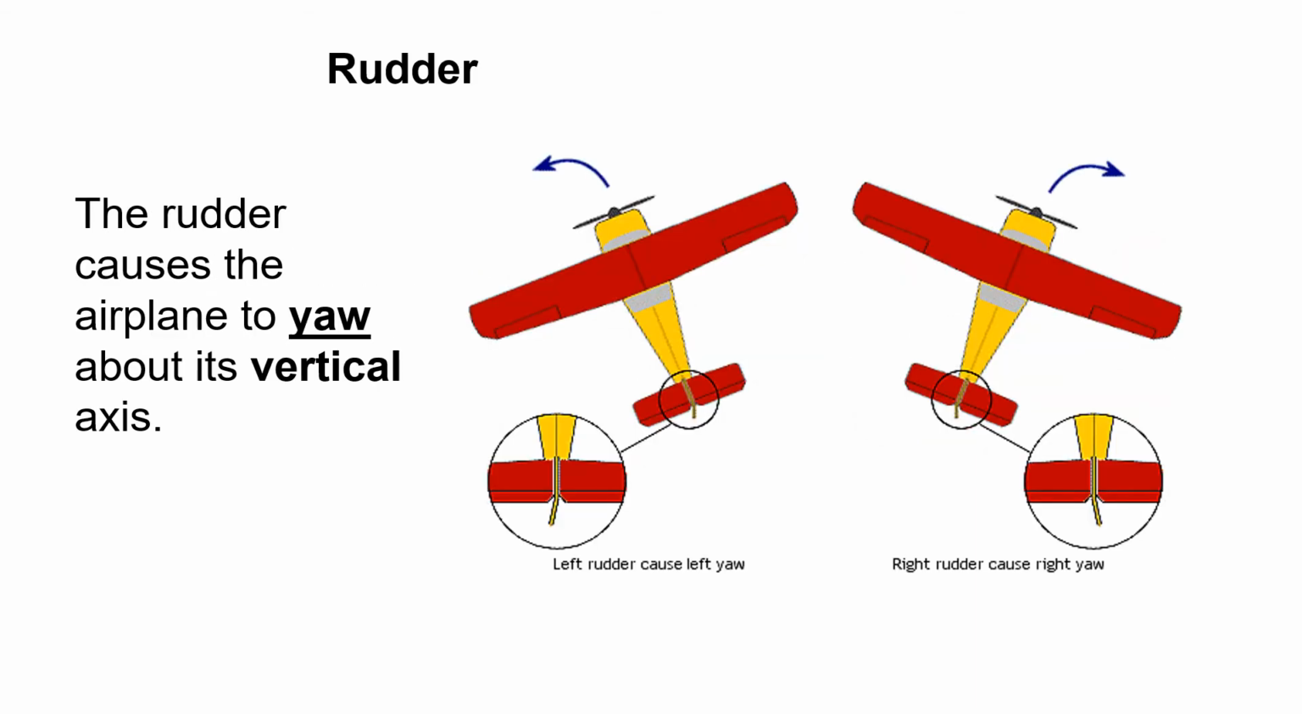The rudder causes the airplane to yaw about its vertical axis. If I wanted to cause the airplane to yaw to the left, I would step on the left rudder pedal, which would deflect the rudder to the left, forcing the tail of the aircraft to the right and the nose to the left. If I wanted the airplane to yaw to the right, I would step on the right rudder pedal, deflecting the right rudder to the right, forcing the tail to the left, and turning the nose of the airplane to the right.